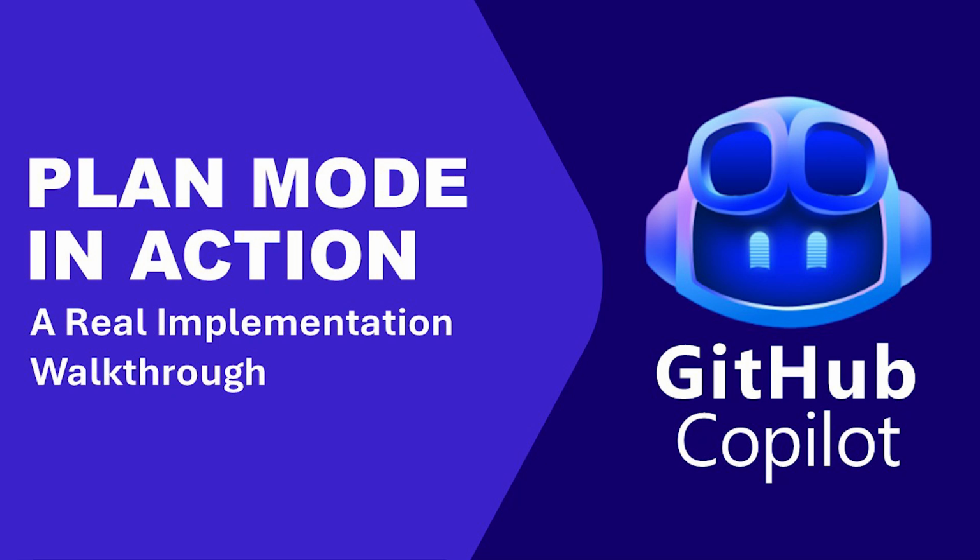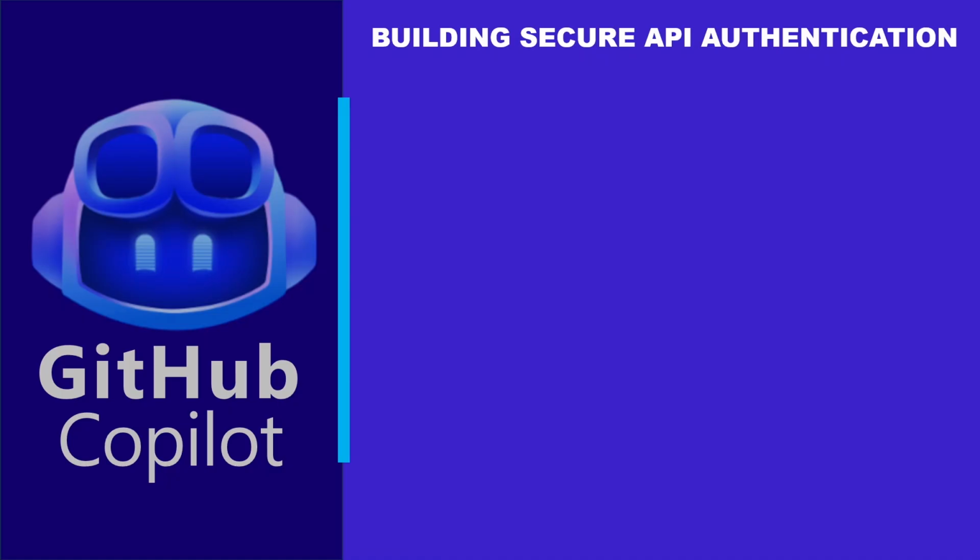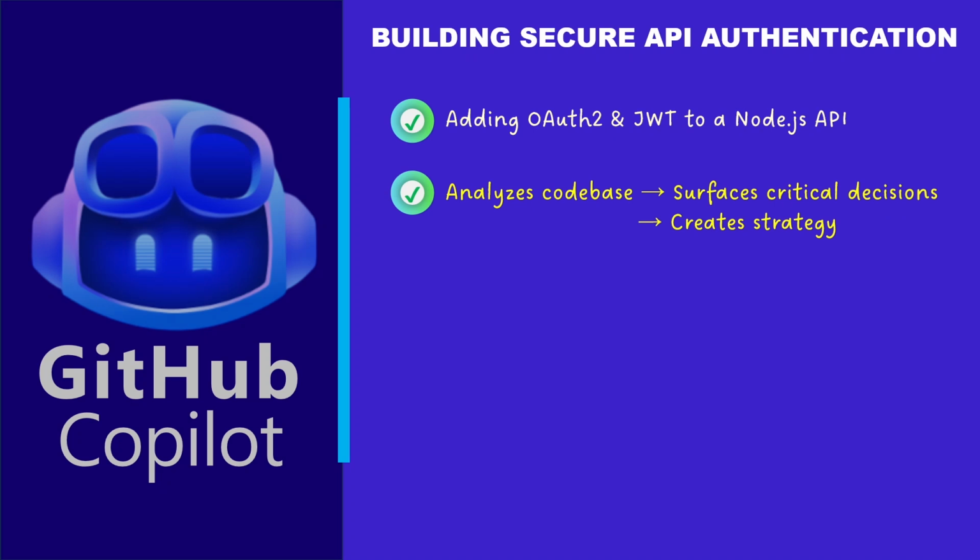GitHub Copilot has Plan Mode, a feature that thinks through implementation decisions before writing any code. Today, I'll show you how to handle common challenges adding OAuth2 and JWT authentication to an existing Node.js application. You'll see how Plan Mode analyzes the code base, surfaces critical decisions, and creates a strategy before generating a single line of code. Let's dive in.